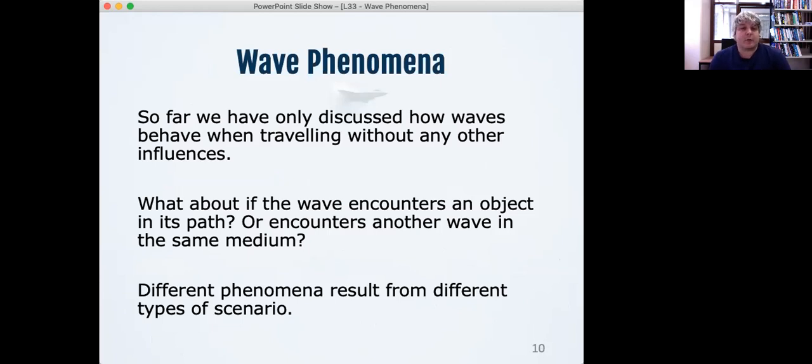Now we're going to look at the actual wave phenomena. So far, we've just really talked about how waves behave when they're traveling. We haven't really talked about other things impacting the wave and its motion. So what about if a wave encounters an object in its path or another wave that's trying to travel in the same medium? What happens in those cases? We get different phenomena depending on exactly what's going on, and that's what we're going to look at.